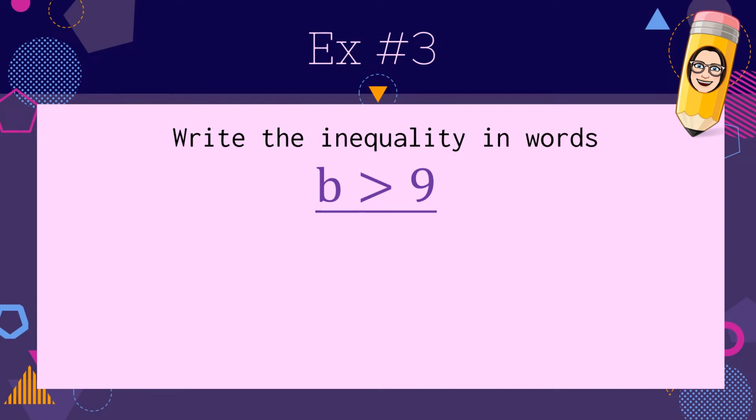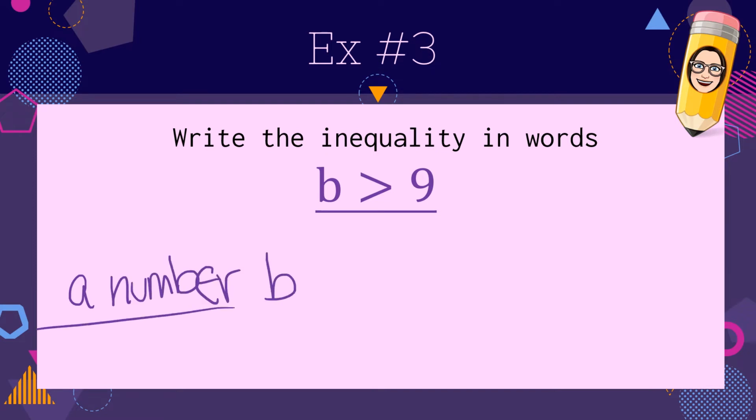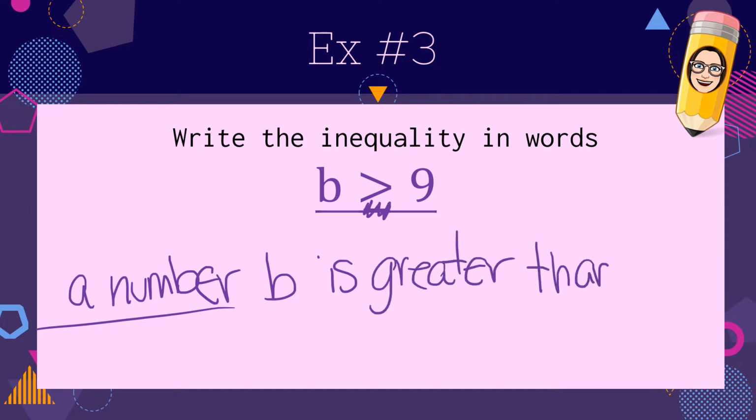Let's do the reverse. Let's take symbols and write it as words. So I'm going to say a number b, remember that phrase a number, we put it in front of our variables, is, and then we read the symbol, is greater than, make sure you use THAN, 9.